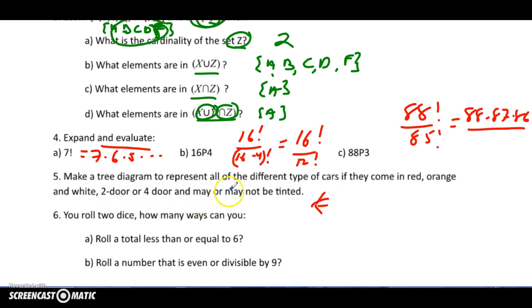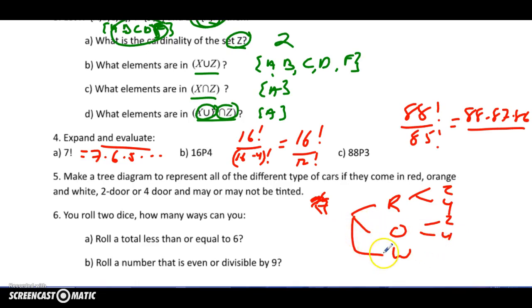Let's say that every... so I'm going to just change this slightly. Red, orange, and white are my cars, and then I'm going to say that they can be 2-door or 4-door, 2-door or 4-door, 2-door or 4-door. But let's just say it said that every single white car is a 4-door. Then you would just draw a branch like this, okay? And then from there, if we're tinted or not, you would go tinted.